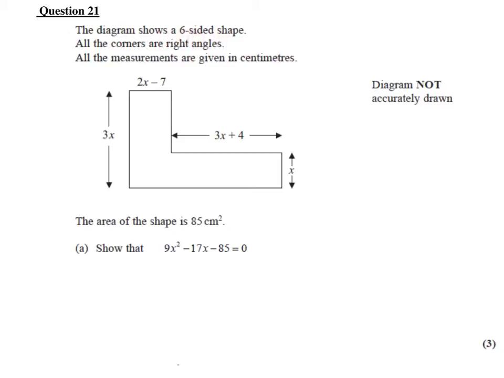The diagram shows a six-sided shape. All the corners are right angles. All the measurements are given in centimetres. The area of the shape is 85 centimetres squared, so show that 9x squared minus 7x minus 85 equals 0.